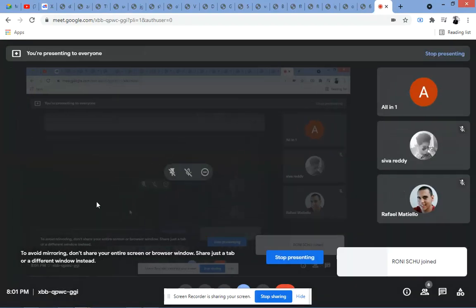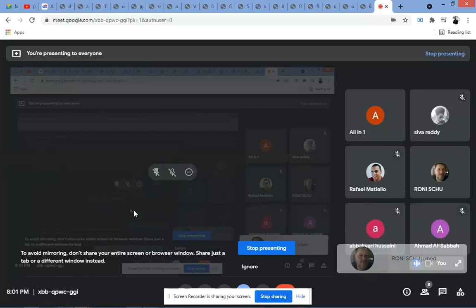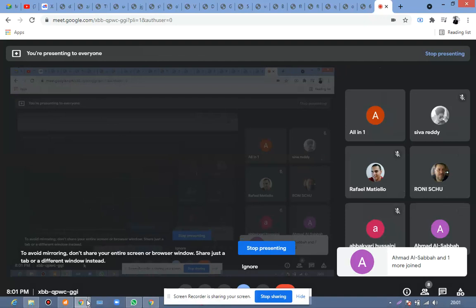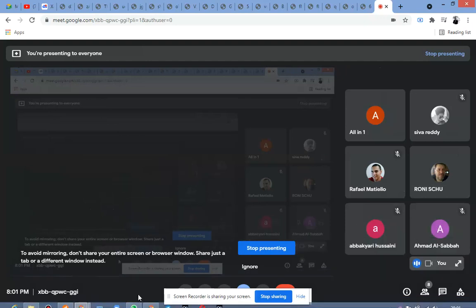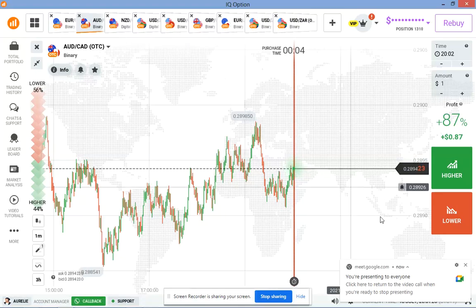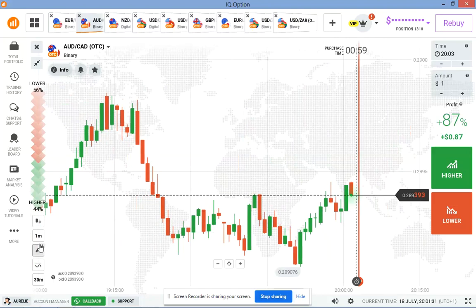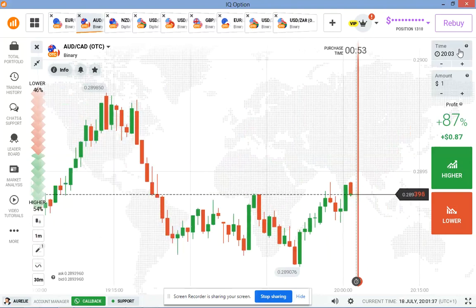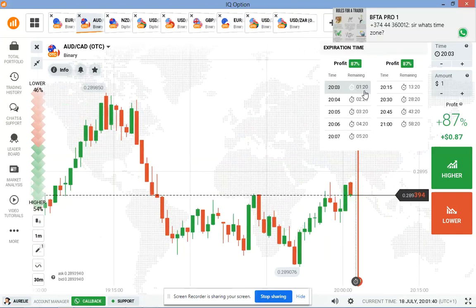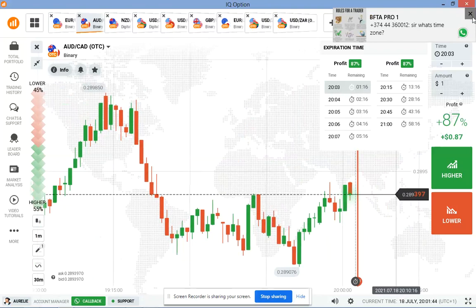As a binary trader, there are two ways you can trade the binary option. Either you trade with 1 minute candle time period using 1 minute expiry time.